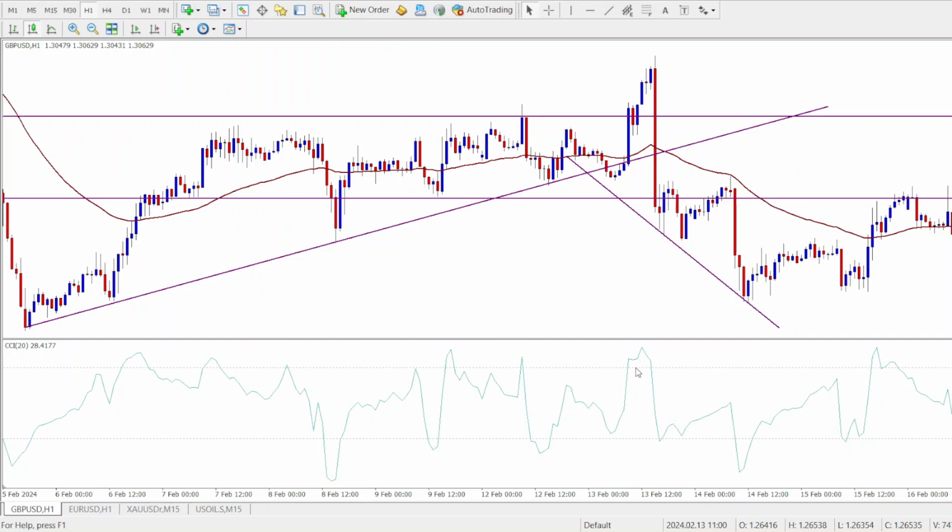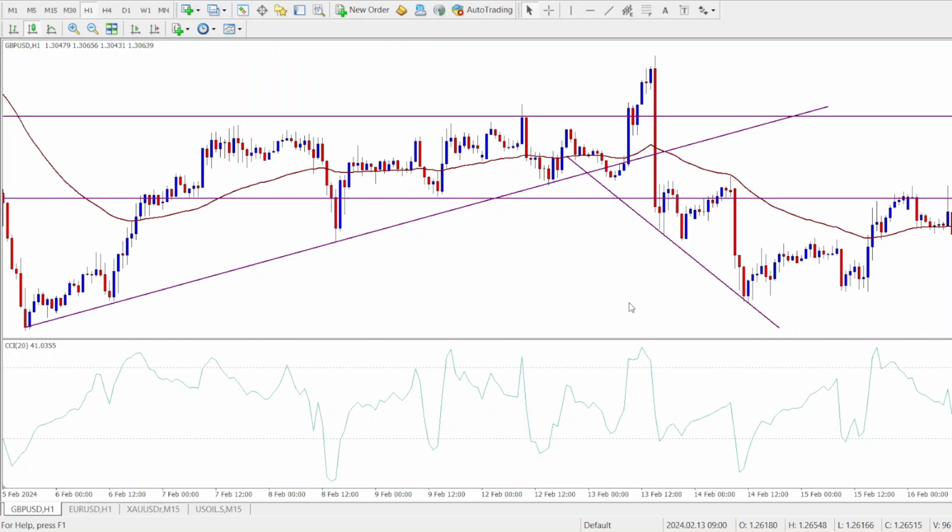Now for risk management, use stop losses wisely. While CCI can provide great entry points, always have a stop loss placed just beyond the recent high or low, like a recent high for a sell, a recent low for a buy, to protect yourself from sudden price reversal. It's very, very important. And try to avoid choppy markets, because the CCI can give many false signals in highly volatile or choppy markets. So try as much as possible to trade when the market is more favorable.